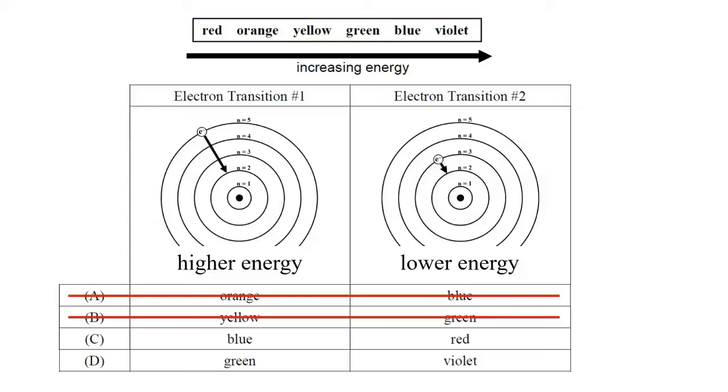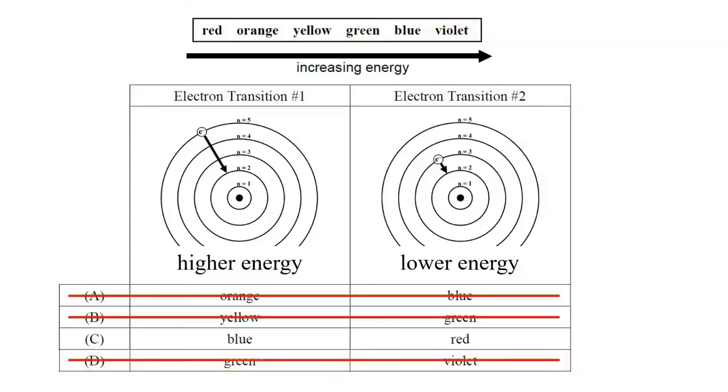Now I'm going to move on to choice D, and the 2 colors that are listed are green and violet. When I compare the relative amounts of energy for these 2 colors, I can see that green has lower energy than violet. Again, that's not consistent with the information in the diagrams, so I can eliminate choice D.